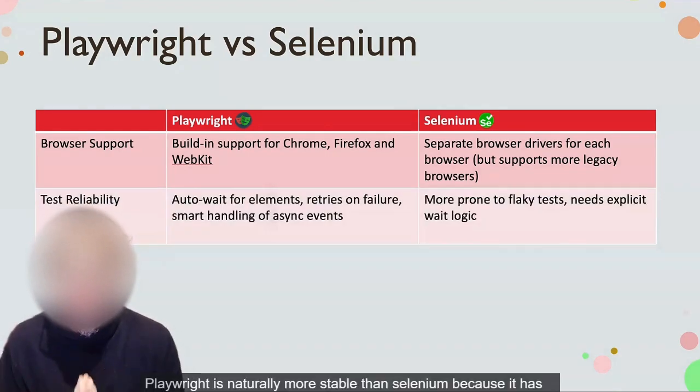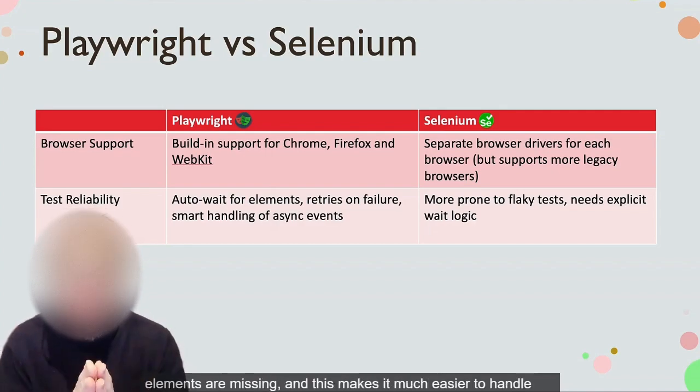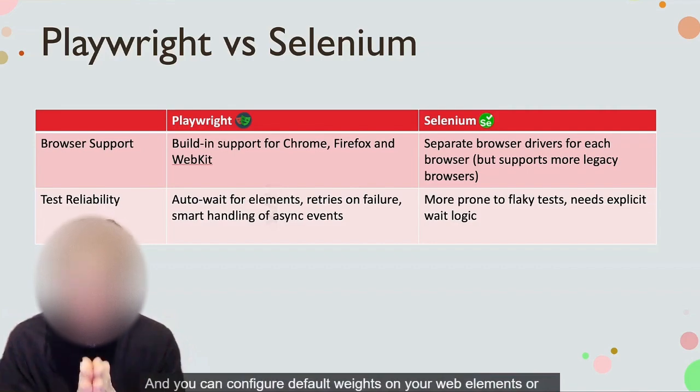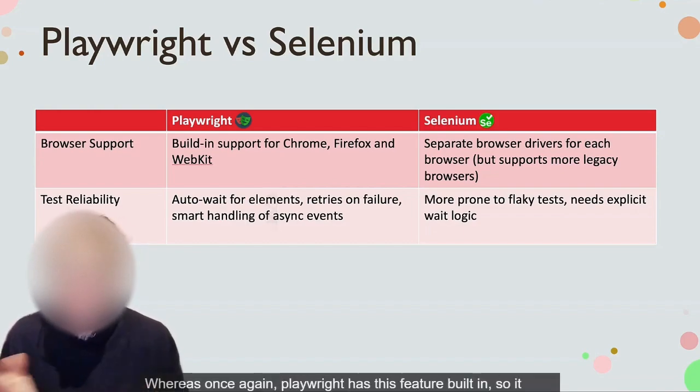Playwright is naturally more stable than Selenium because it has automatic waits and retries when elements are missing. And this makes it much easier to handle asynchronous and modern single page applications than Selenium. Again, there are workarounds in Selenium. Tools like Serenity will do this for you as well. And you can configure default waits on your web elements or explicit waits, but it's more work and harder to do. Whereas once again, Playwright has this feature built in, so it makes it much easier to work with.